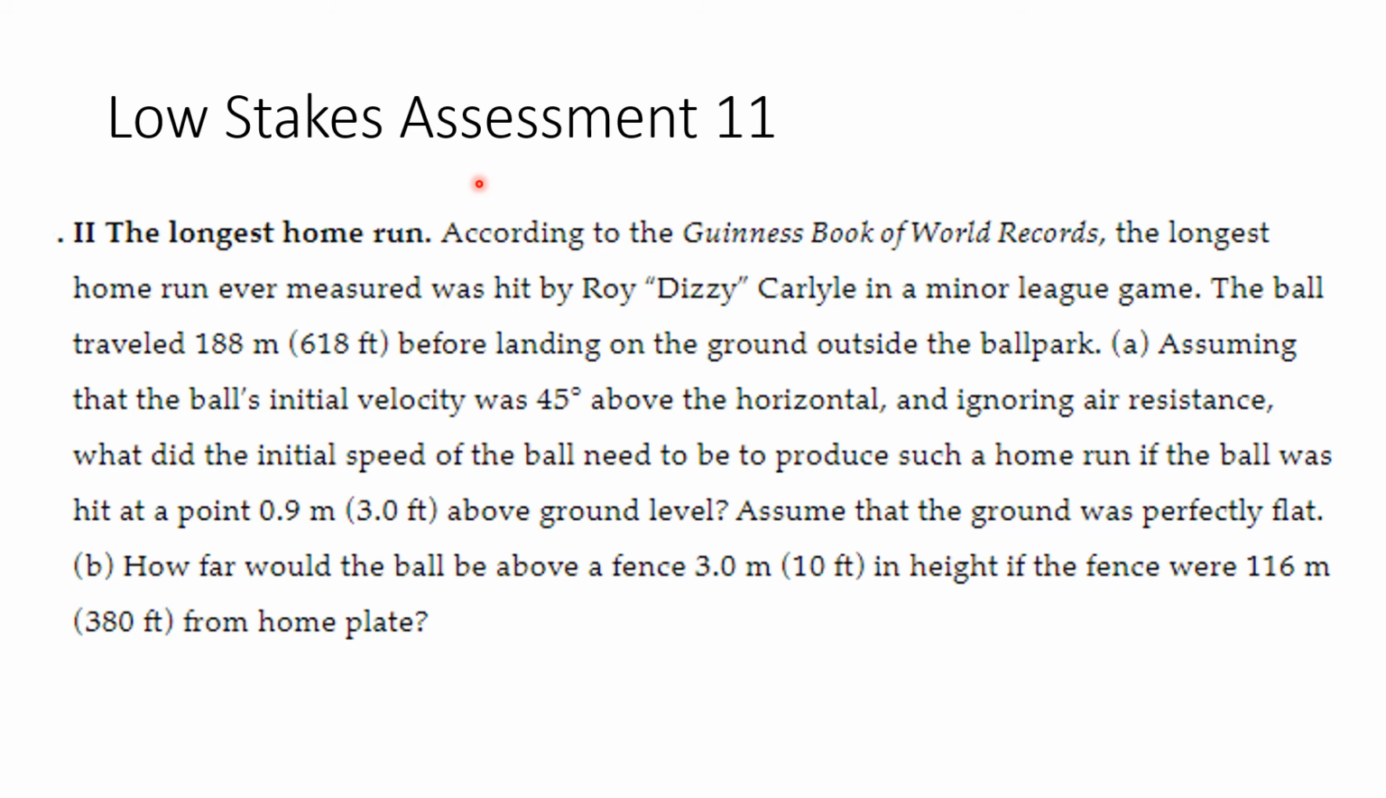Part A. Assuming the ball's initial velocity was 45 degrees above the horizontal, and ignoring air resistance, what did the initial speed of the ball need to be to produce such a home run if the ball was hit at a point 0.9 meters above the ground level? Now this means the guy didn't hit it off the ground. He was hitting it in the strike zone, so it was 3 feet above the ground level. That's important, and that's a little bit different than the problem that we did. Assume that the ground was perfectly flat.